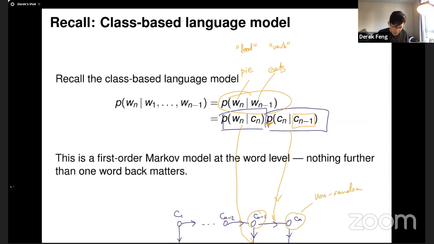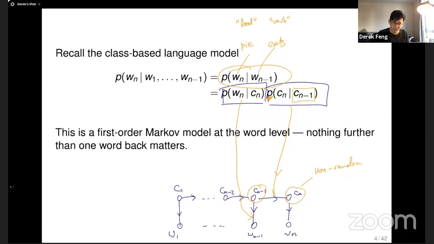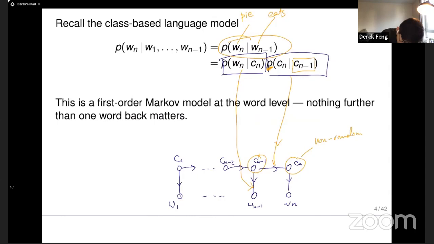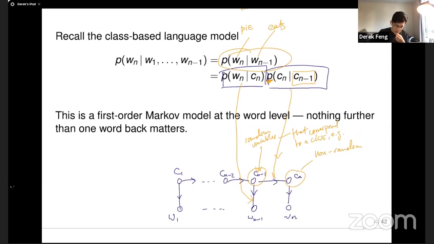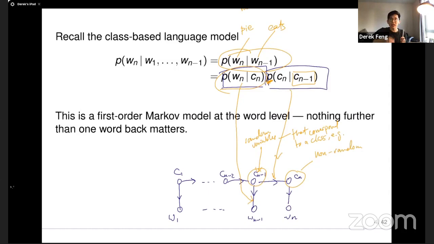So this is how I get a hidden Markov model. How do I make this a random variable? If these C's are random variables that correspond to a class, for instance, how would that work? Basically, I would flip a coin, a die, that corresponds to a class. From that die, I can then calculate my WN. Given a particular class, I draw a word from that class. And then how do I get from the first class to the next class? I'm going to have a probability model itself.